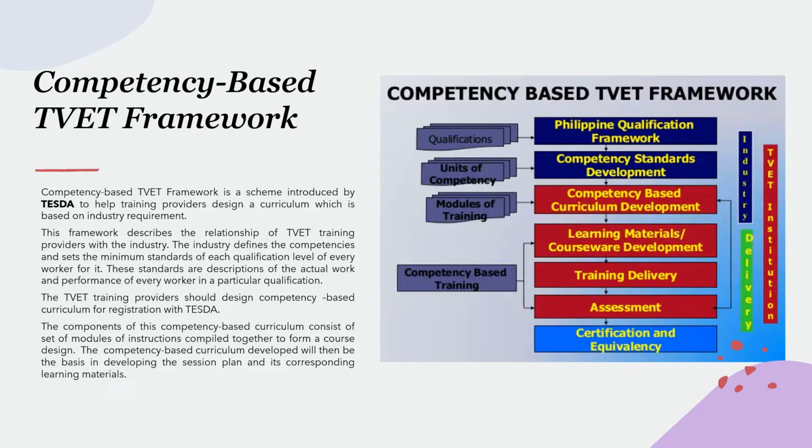So the standards are being formulated by the respective industry. Okay? So these standards are the descriptions of the actual work and performance of every worker in a particular qualification. So all of this starts, the formulation starts at the industry sectors, for which they are the ones who are assigning the standards to be trained in the respective trainings for each of the qualifications.